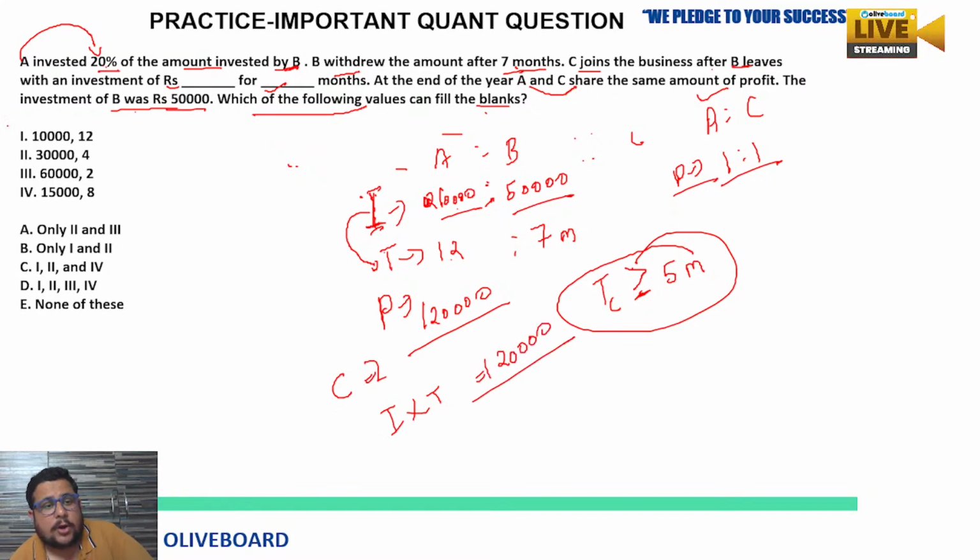So just check the option where you are getting this, that is going to be your answer. But option first can be possible, tell me now. 10,000 multiplied by 12 is equal to 1,20,000. It is giving us the product.